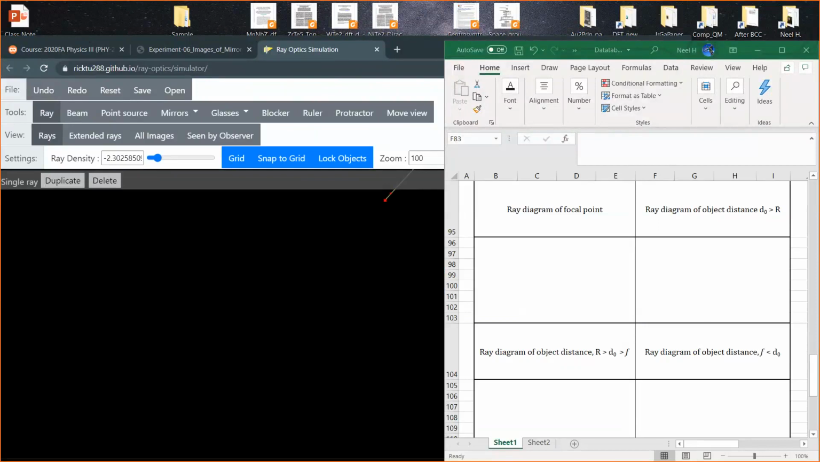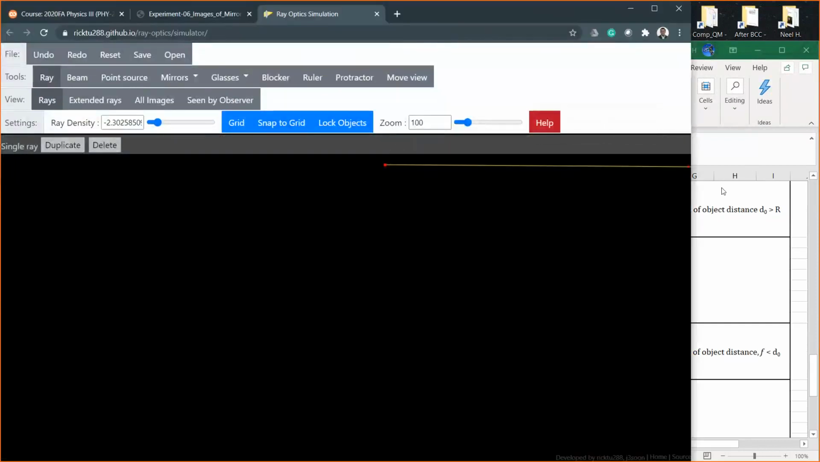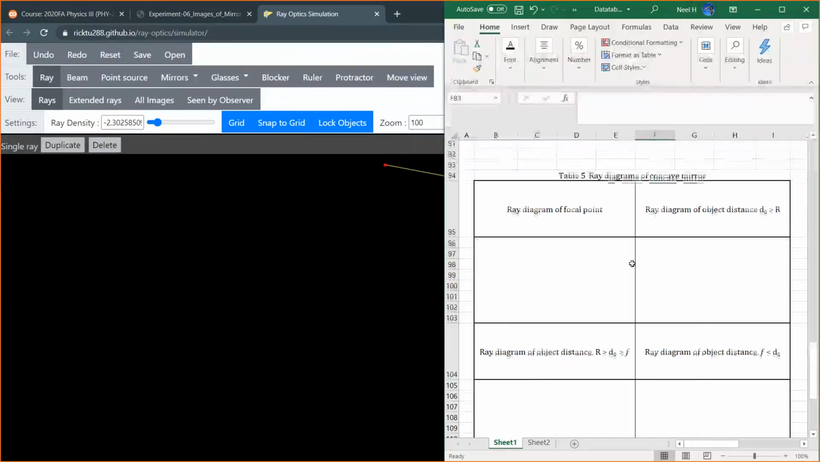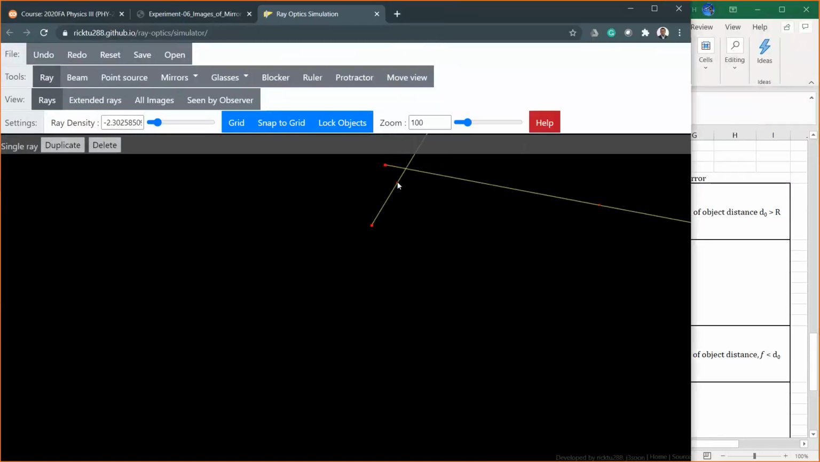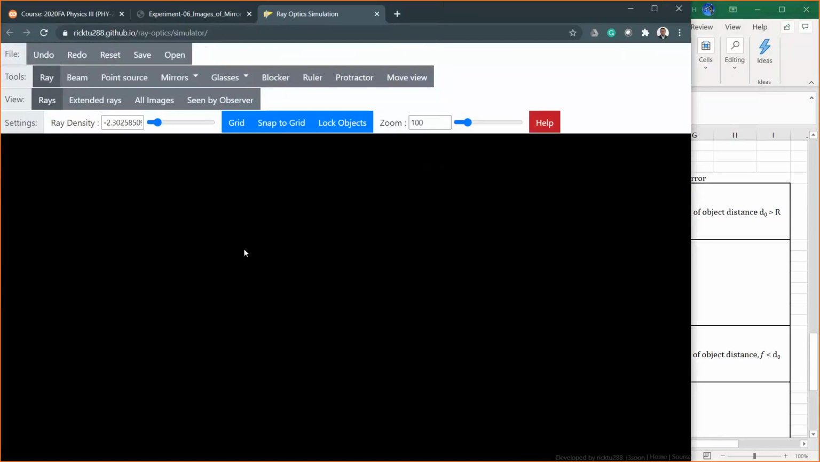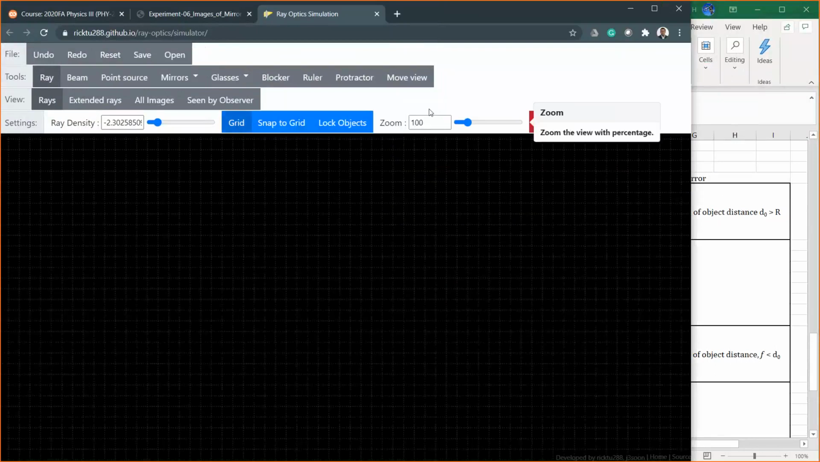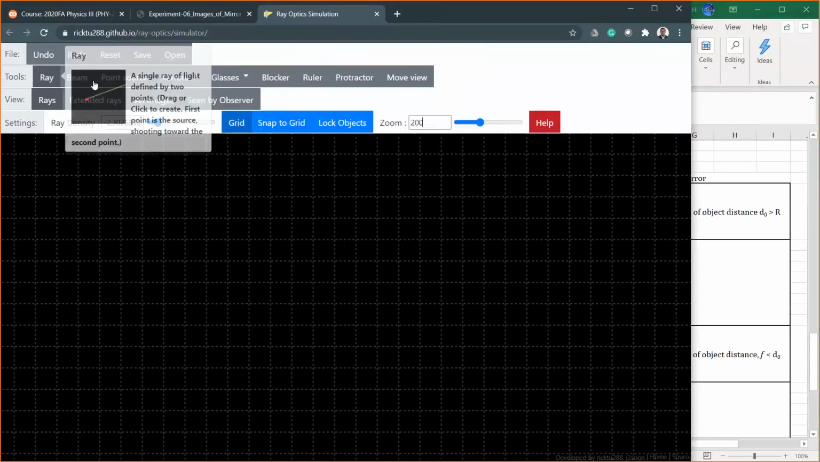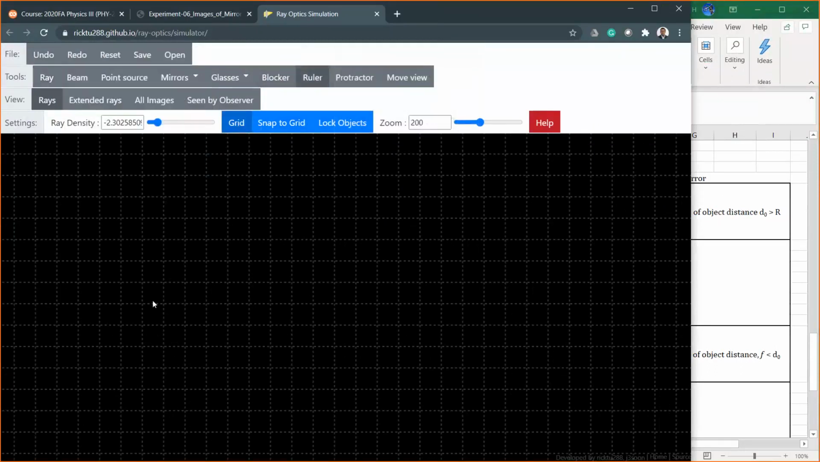Okay, so let's make the ray diagram for these two types of mirrors. First, we'll take a look at the concave. If there's anything, you can reset or delete everything. Step number 1, make the grid, zoom in to about 200, and then make the ruler. You can see on the second line, the ruler, and then click the horizontal ruler first.